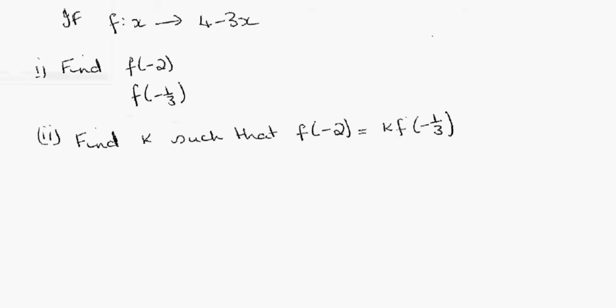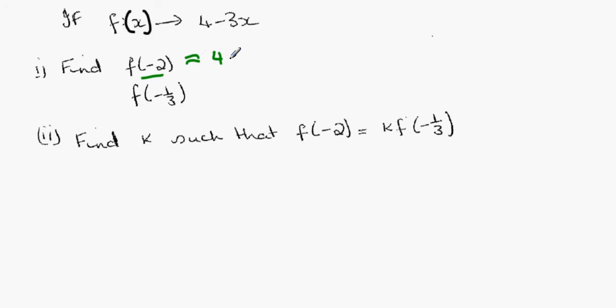Okay, so this is the function end of the revision for summer for 5th year ordinary. So the first one is f of x, or f colon x. You can also write that as f of x equals 4 minus 3 times x. So the first question means whatever x is, replace it with minus 2.